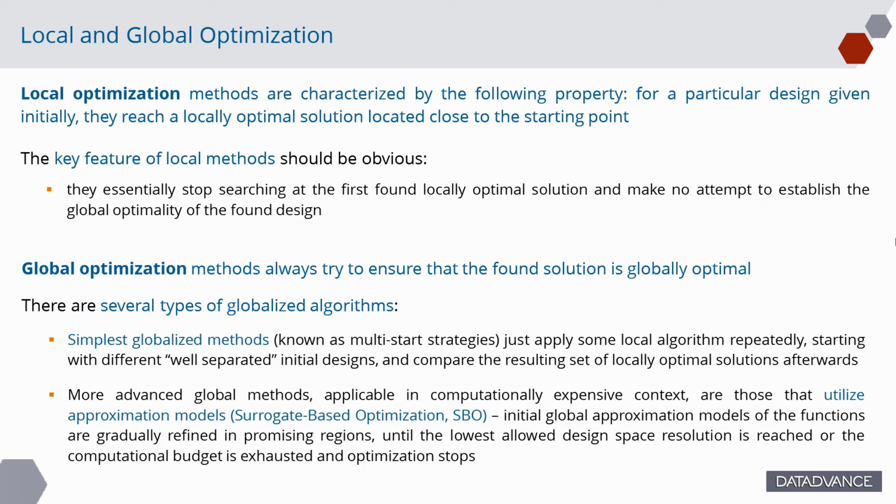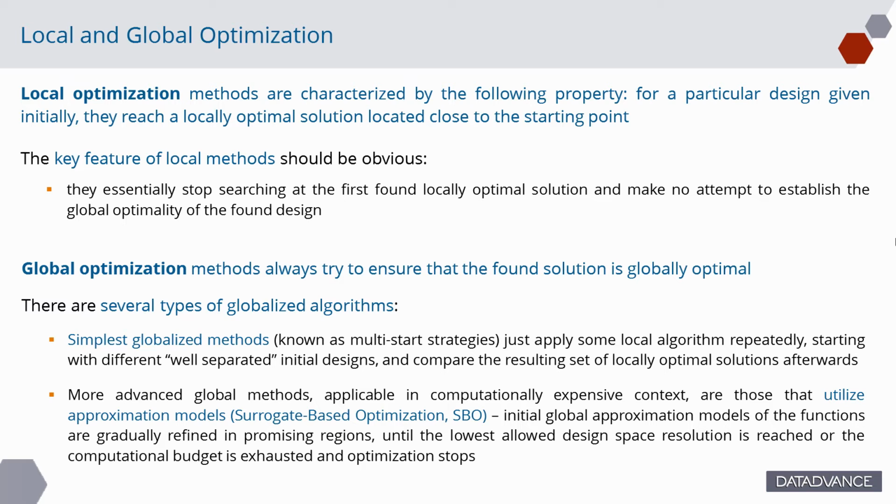The simplest globalized methods just apply some local algorithm repeatedly, starting with different well-separated initial designs, and compare the resulting set of locally optimal solutions afterwards. As a consequence, globalized methods of this family only slightly differ from local approaches. More advanced global methods, applicable in computationally expensive contexts, are those that utilize approximation models: surrogate-based optimization, SBO.